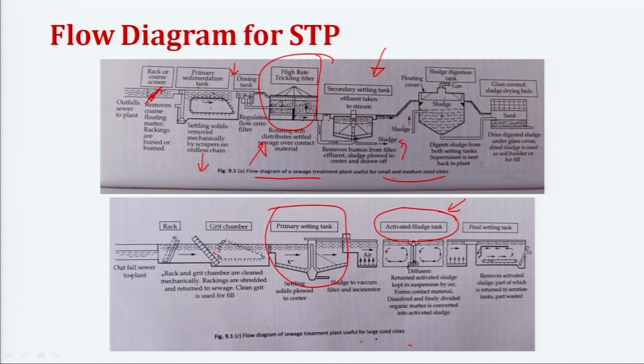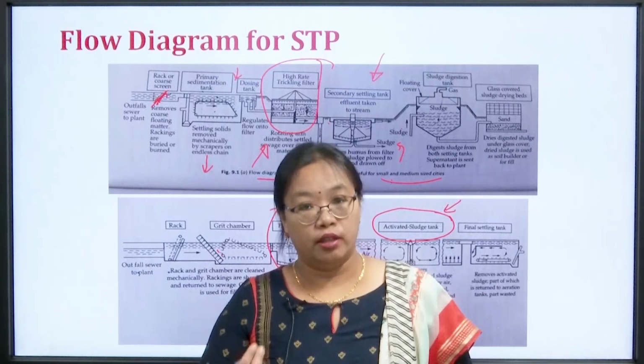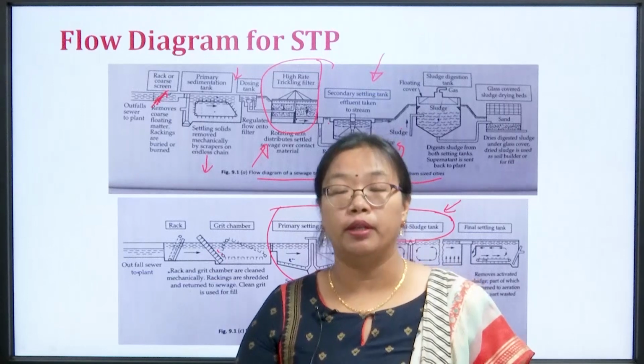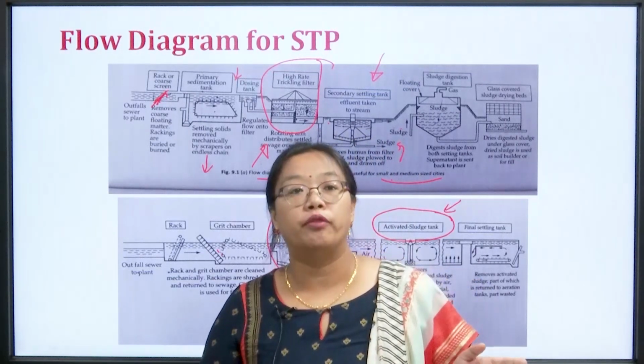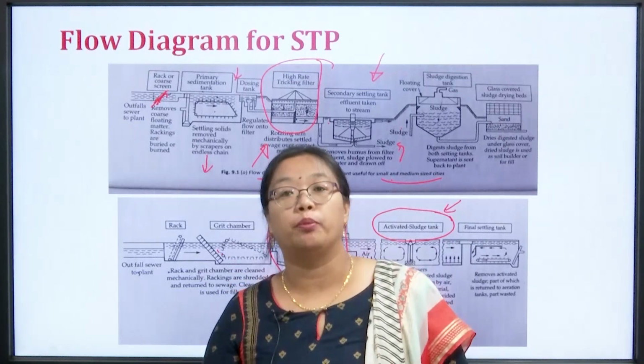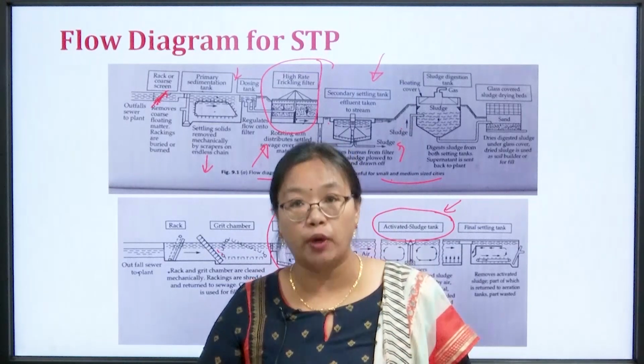Then finally, the effluent of the activated sludge process will go to a final settling tank. The sludge is going to go to a sludge digestion tank, and the effluent from the secondary sedimentation tank can be discharged into a river. So, this is the flow diagram of an STP. Similarly, you may have different combinations of unit operations and unit processes. Sometimes you may put a grit chamber, sometimes you may remove it. That is completely dependent on you as an engineer.